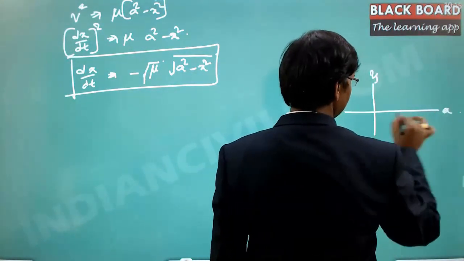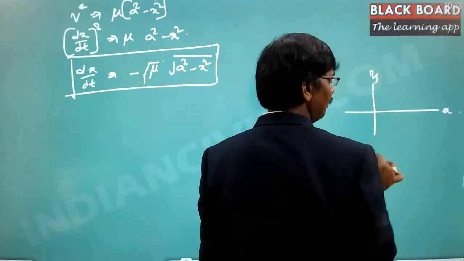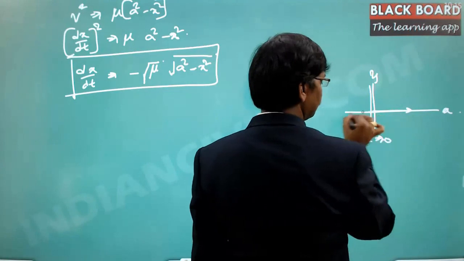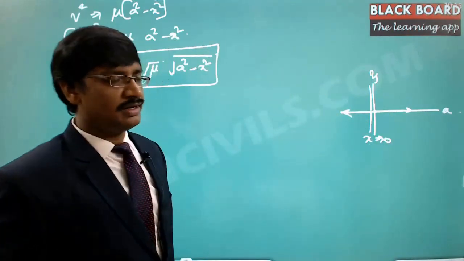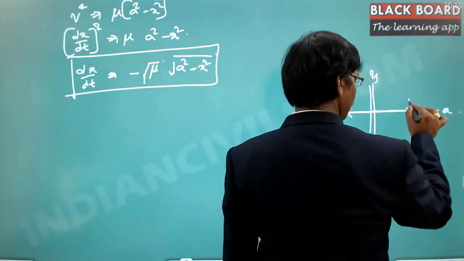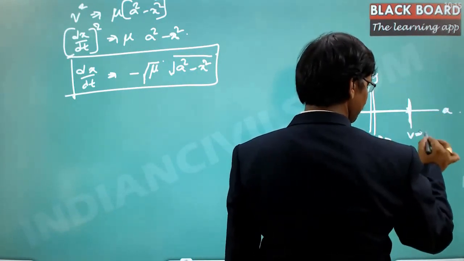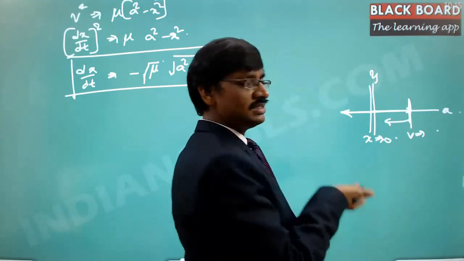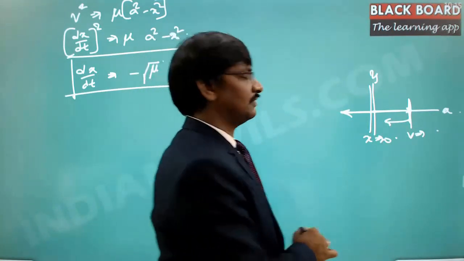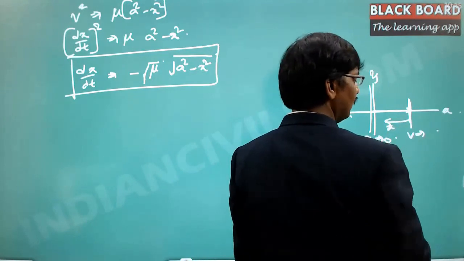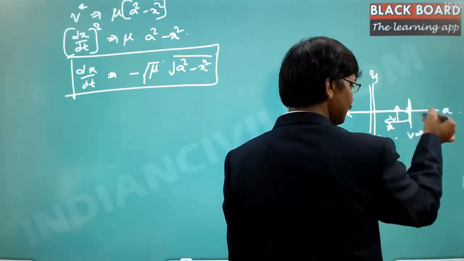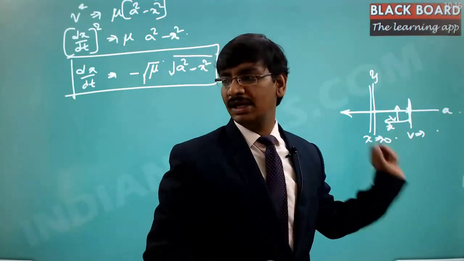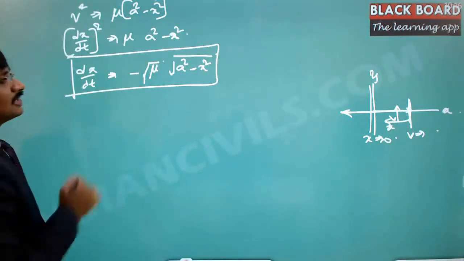Here this is the y-axis, this is the x-axis, and this is the mean position, x equal to 0. The particle moves in this direction and then comes back in the backward direction. This is the extreme position, where the velocity is 0, and then the velocity keeps increasing in the decreasing direction of x. So the negative sign has to be considered for this square root rather than the positive value.